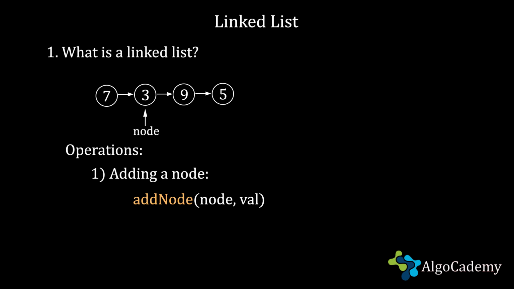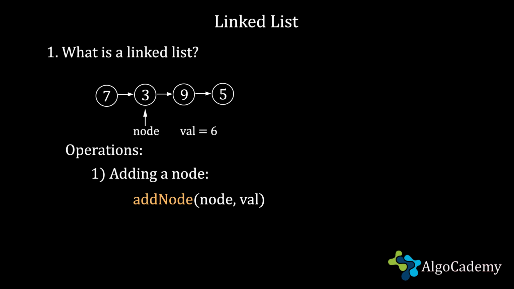So we can write a function named addNode, which takes 2 arguments. The first one is a node pointer, which tells us that the new node should come after this node in the linked list after the insertion. And the second argument is, of course, the value in the new node.